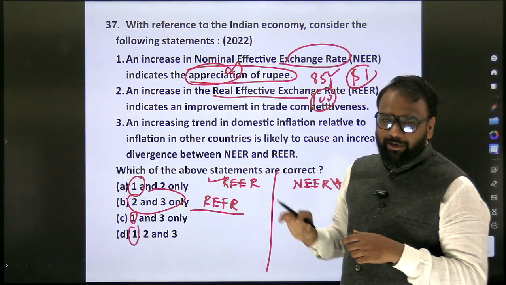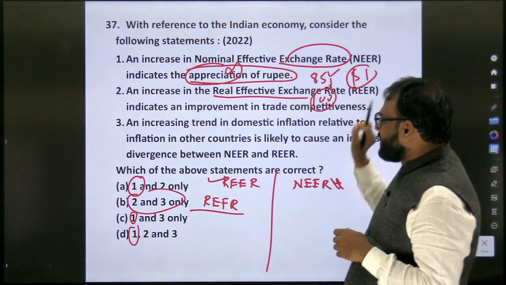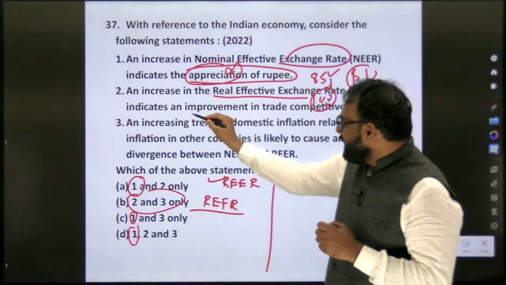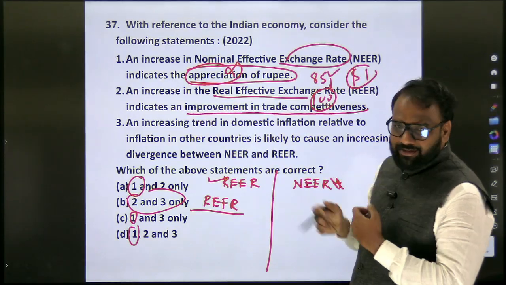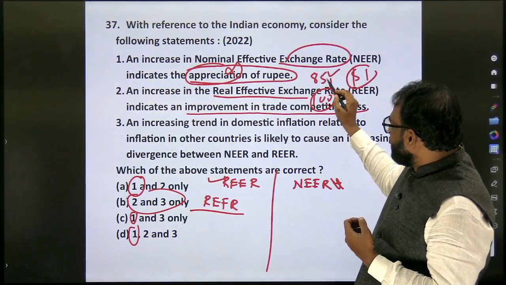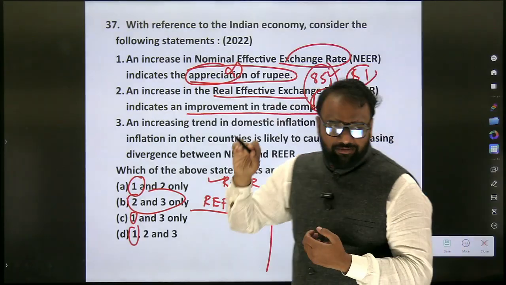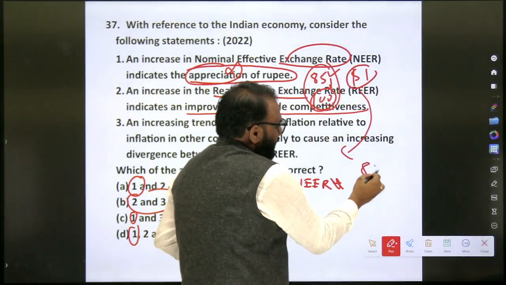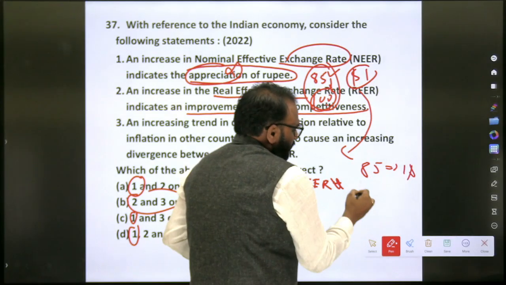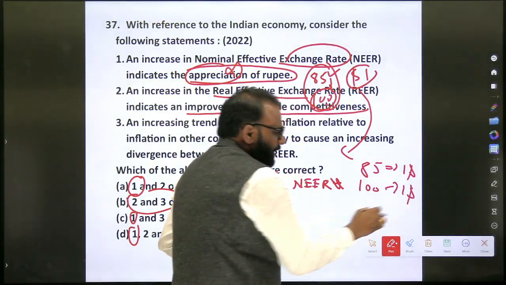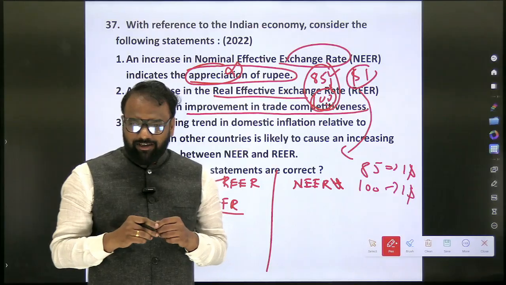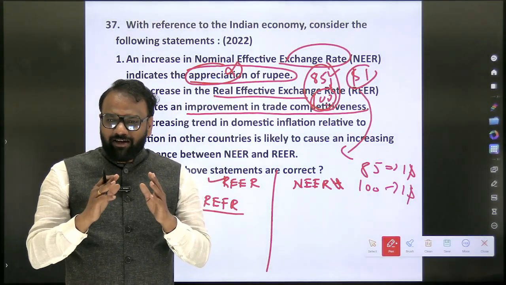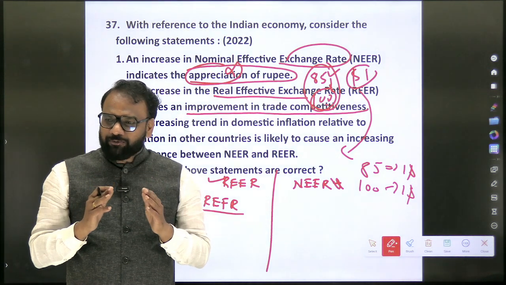Now, we'll come to the second statement. An increase in the real effective exchange rate indicates an improvement in the trade competitiveness. Again, if you consider this condition itself, for 85 you are getting $1 and for 100 rupees you are getting again $1. Now what happens? The dollar has become costlier. So whatever the Indian exports are, will there be demand for Indian exports?